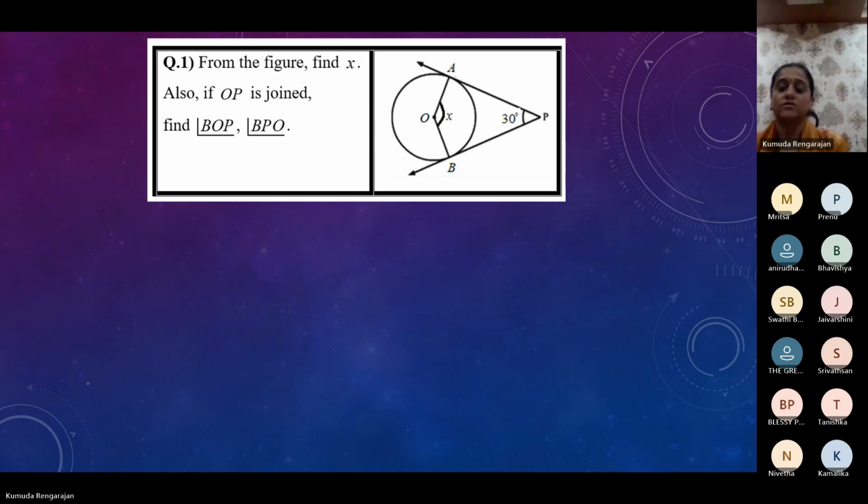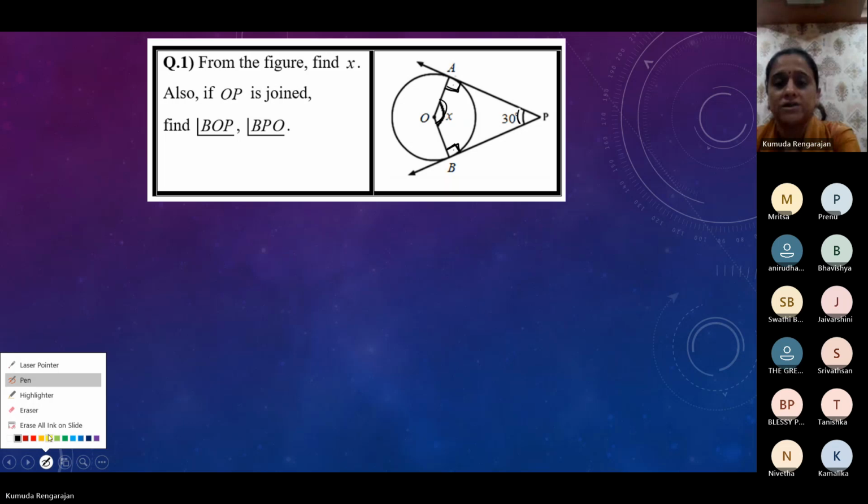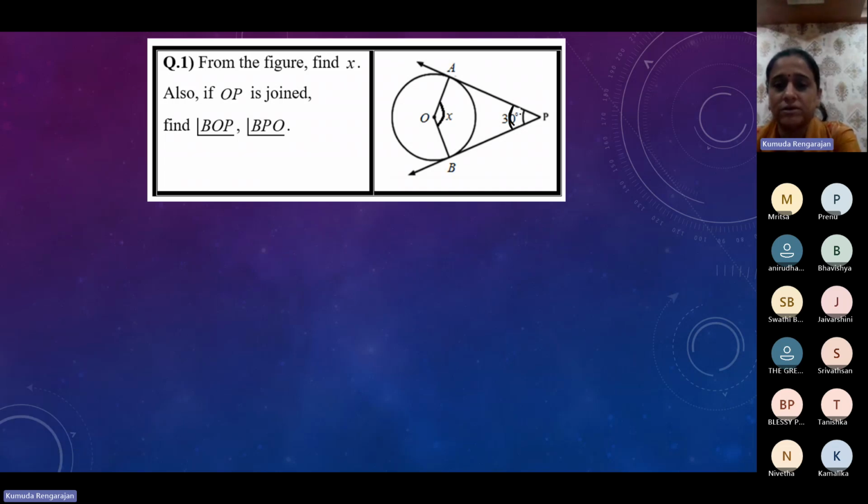Okay. So first find X. So we know that this is 90 degrees because radius and tangent are perpendicular to each other. So 90 plus 90, 180 gone. We also learned yesterday, we proved, there was one question in the second exercise where we had to prove that this angle plus this angle is equal to 180. This is the angle between the 2 tangents.